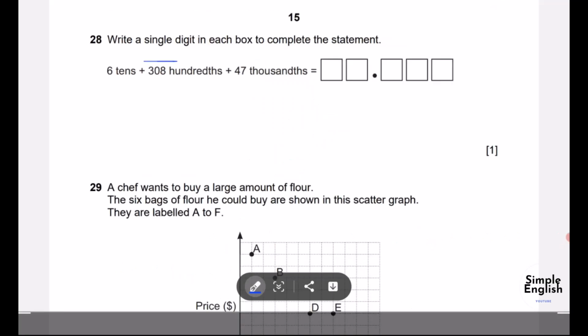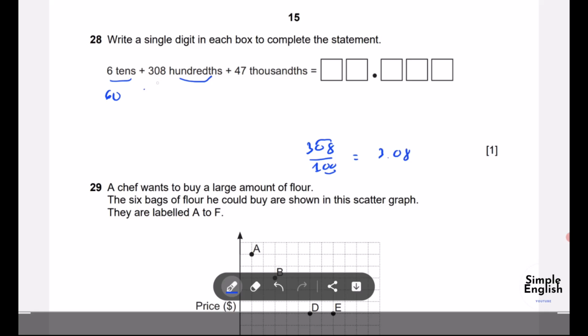28. Write a single digit in each box to complete the statement. Okay, 10 is 60. The next one, remember this one is hundreds. 100 means 800. We need to divide it by 100. This means 2 zeros, so we have 3.08. So we write 3.08.